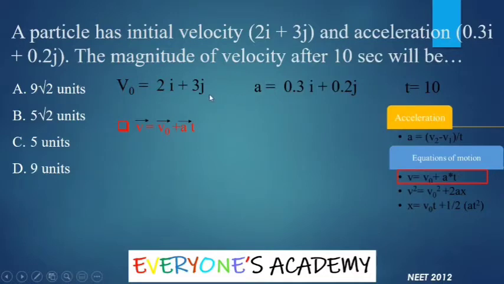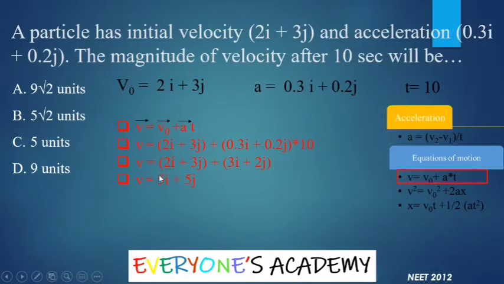By putting the known values, we can write v0 is 2i plus 3j plus 0.3i plus 0.2j multiplied by 10. If you solve this, it will become 3i plus 5j. This 3i and 2i will become 5i plus this 3j and 2j will become again 5j. So velocity equal to 5i plus 5j is the total velocity vector after 10 seconds.